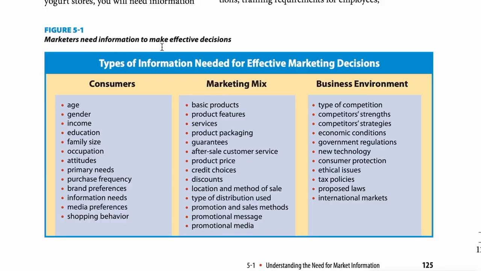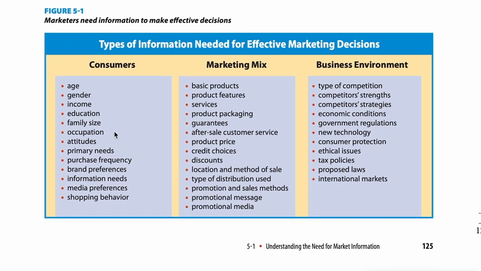Who is your customer? Marketers need information to make effective decisions. We know that from the first part of this reading. And this is some of the information that you can get. Age, gender, income, education, family size, occupation, attitudes, primary needs, purchase frequency, brand preferences, information needs, media preferences, shopping behavior.